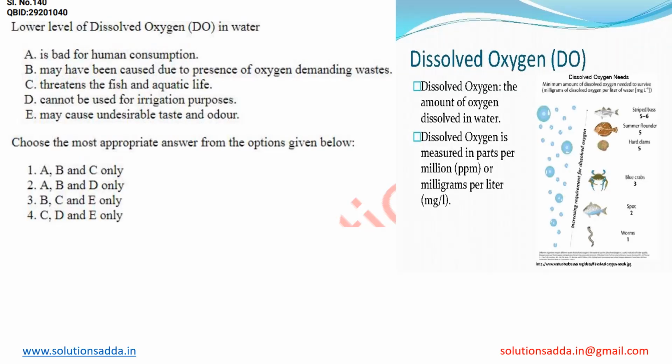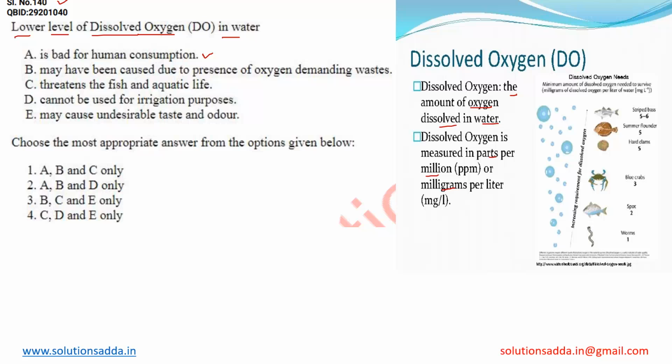Hello everyone, this is question number 40. Lower level of dissolved oxygen in water. We need to find out which one is the correct option given below. A is bad for human consumption. Dissolved oxygen means the oxygen present in the water. Dissolved oxygen is the amount of oxygen dissolved in water, and it can be measured in parts per million or milligrams per liter. So this is the meaning of dissolved oxygen in water.